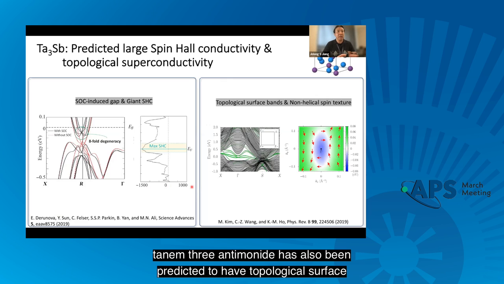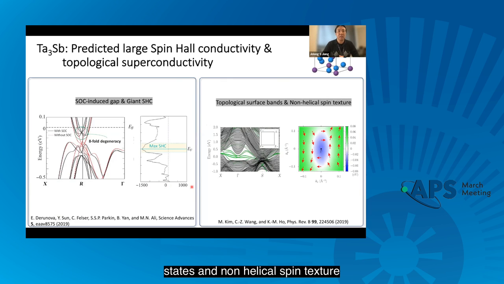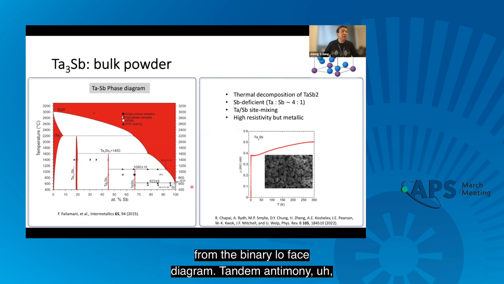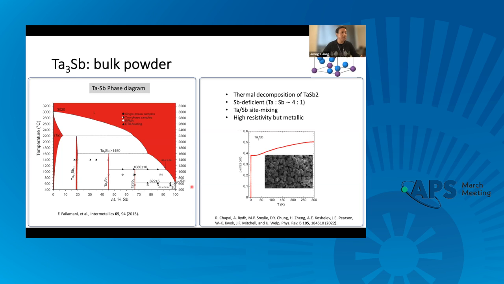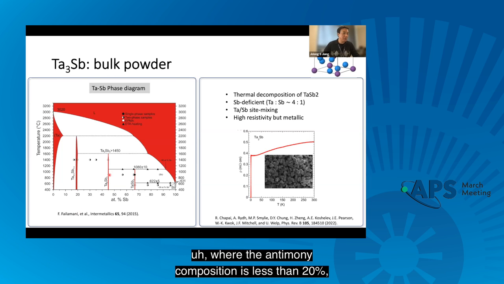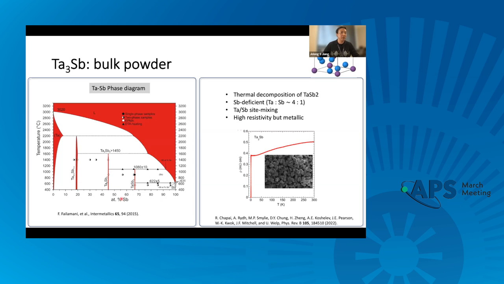Tantalum antimonide has also been predicted to have topological surface states and a non-helical spin texture. From the binary alloy phase diagram of tantalum antimony, the A15 structure is stable in a composition range near where the antimony composition is less than 20%, not the nominal 25%.